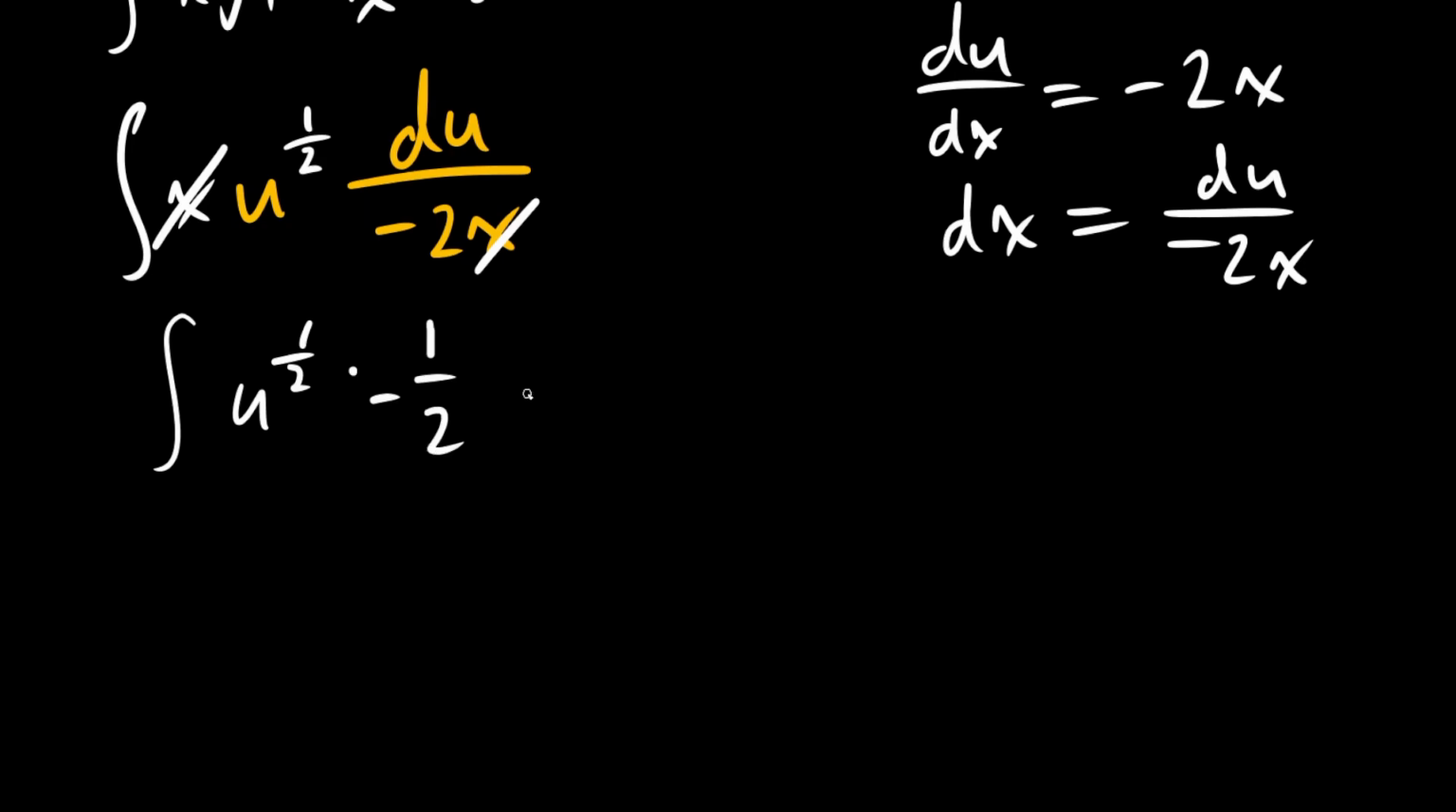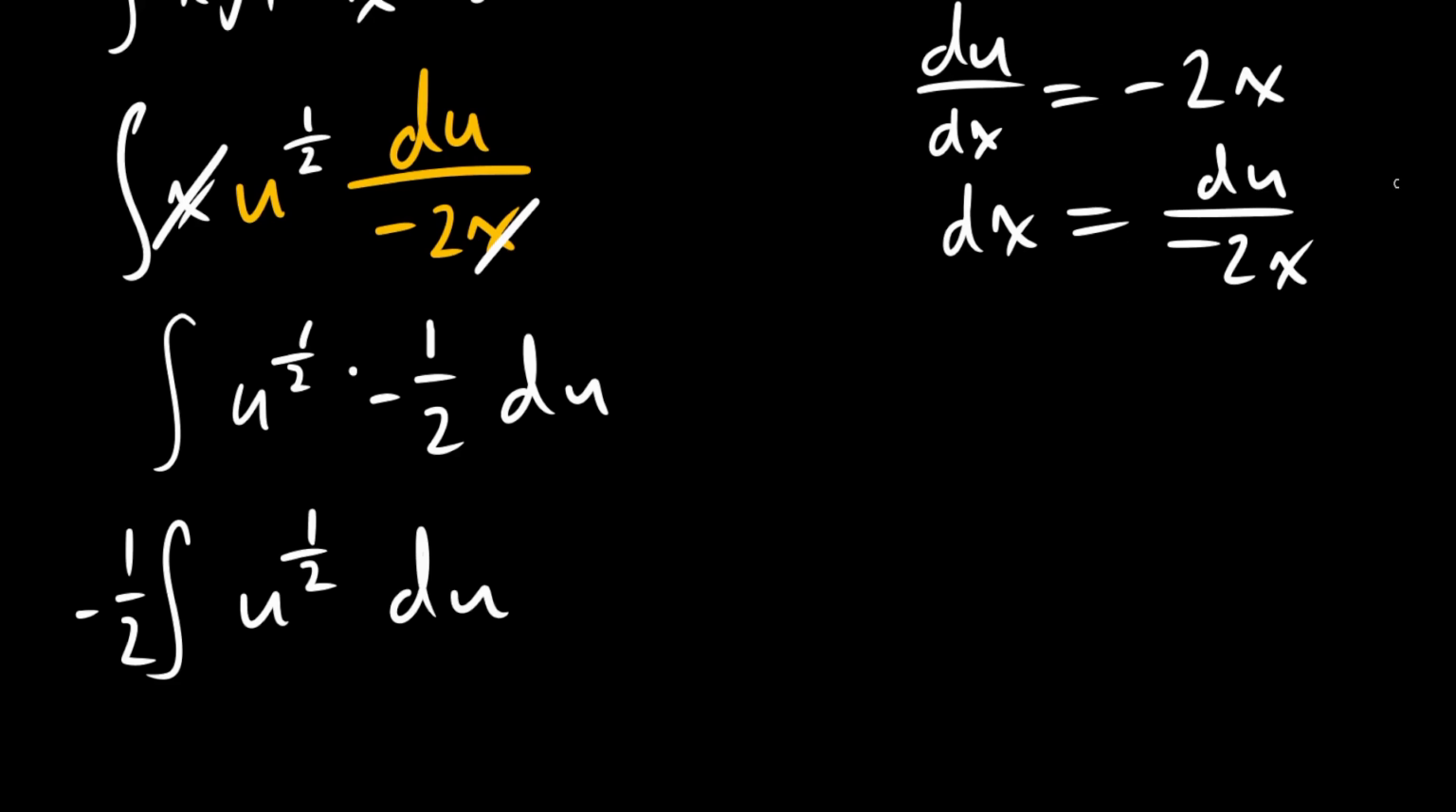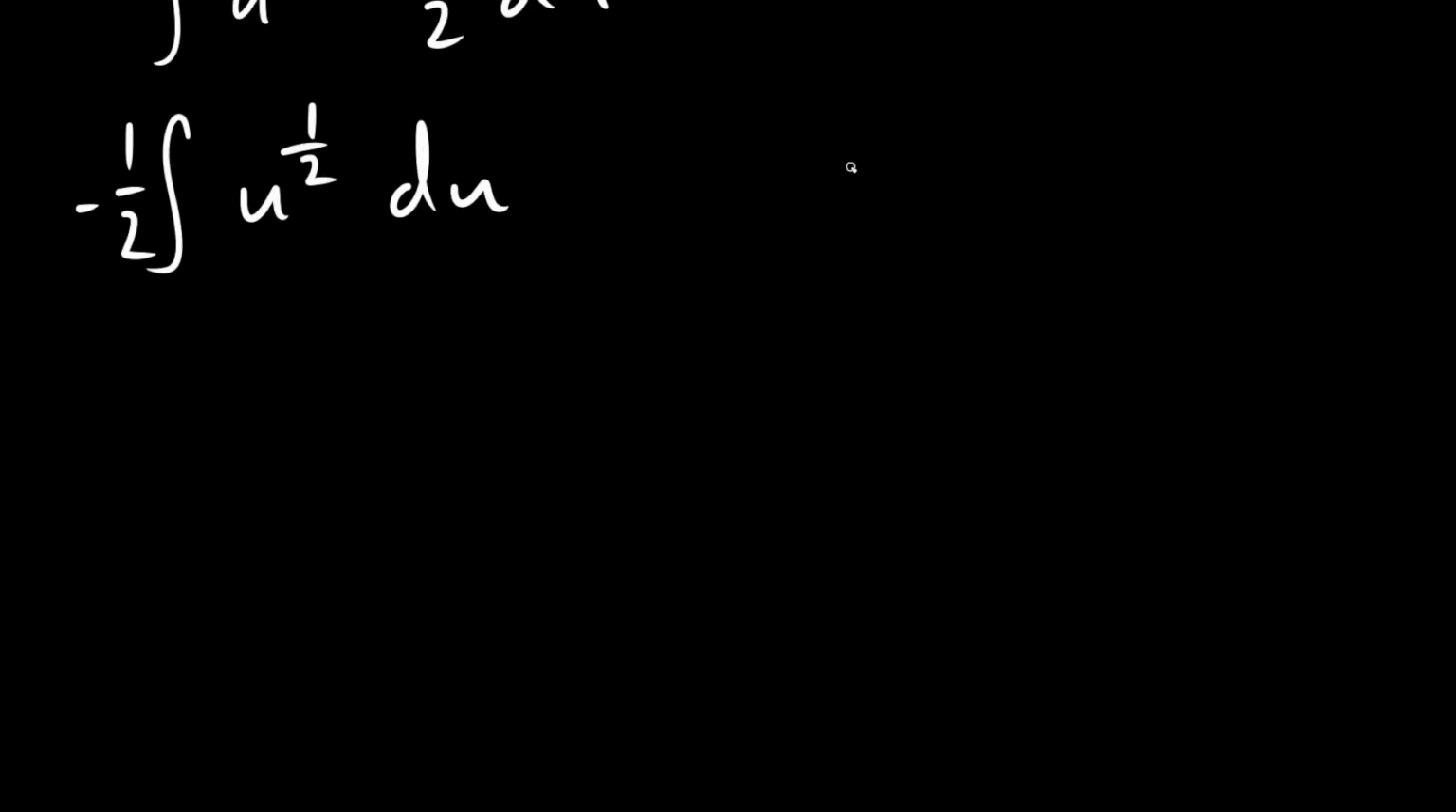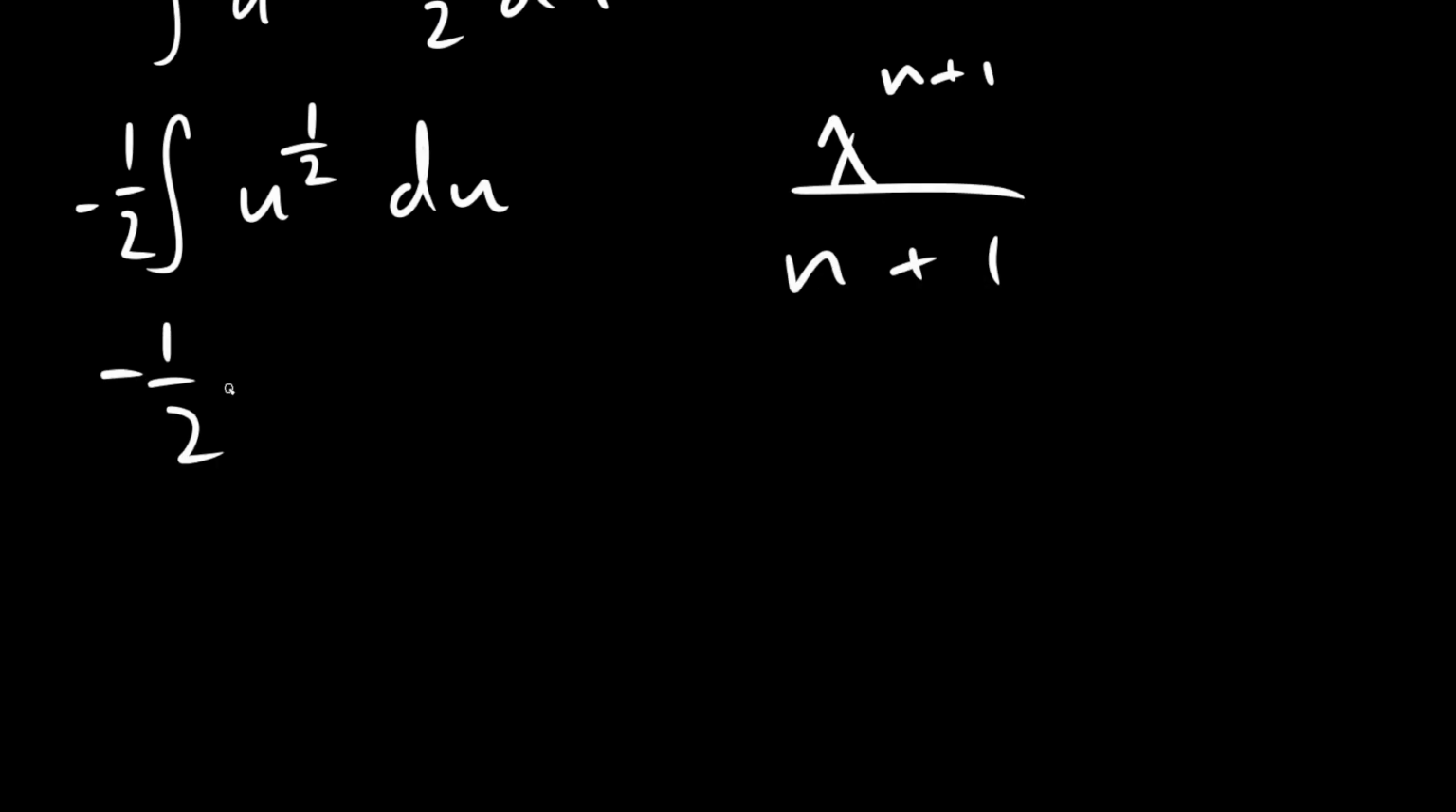negative 1/2 du. This can be pulled out to the front because it's just a multiplication of a constant. So this is negative 1/2 u to the 1/2 du. Since we have respect to the same variable, we can just use the power rule like this. And we'll have negative 1/2 times 2 over 3 u to the 3 over 2, and then plus c.